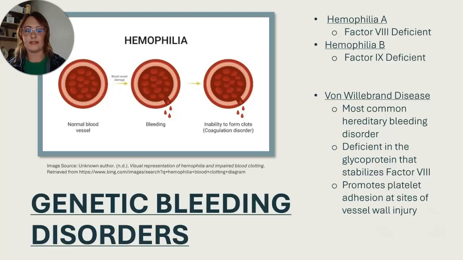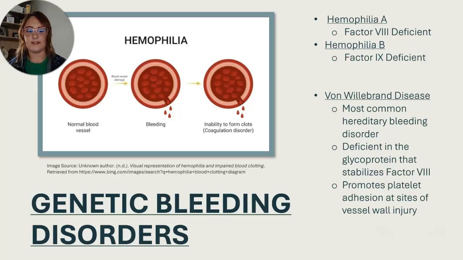We can also see a deficiency in factor IX, which causes hemophilia B. This is also an X chromosome linked disease and has been recently identified as the form of hemophilia that played a major role in the history of the royal families in Europe. Another fun fact: when looking at the most common hereditary bleeding disorder, we see von Willebrand disease.